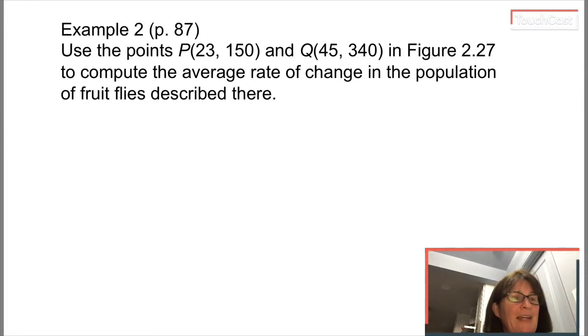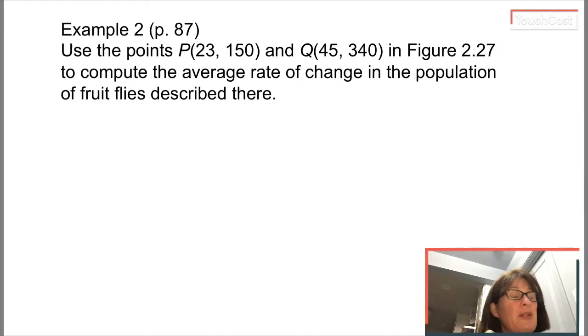There's an example in your textbook, and I recognize I might not have checked your page number. In the last version of the textbook, it was page 87. It's going to be there in example 2. We have a group of fruit flies, and we're interested to know how the population of the fruit flies changes over time. We have some information there that tells us that on day 23 there are 150 fruit flies. On day 45 there are 340 fruit flies. And we can compute the average rate of change of the fruit fly population. So it's a little bit like what we practiced the other day with your average growth rate.